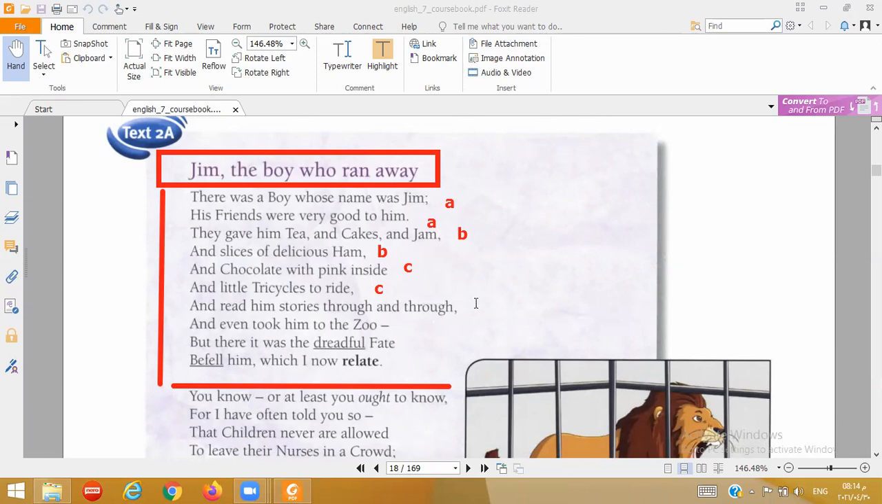Got it? Through and zoo, they are the same, so we give them the same letter. Fate, relate. The same ending. So the rhyme scheme is A A B B C C D D E E.